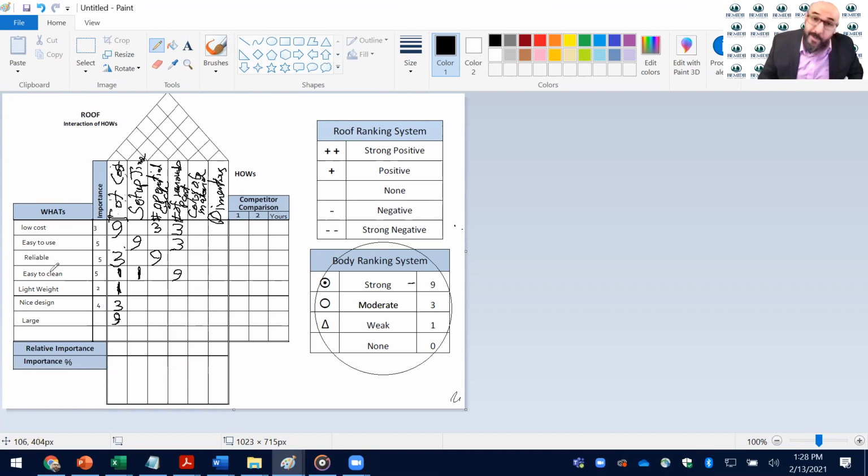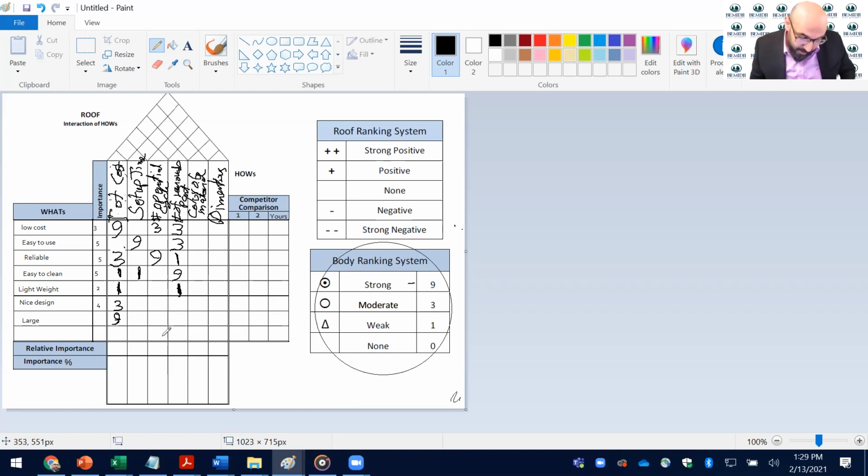I skipped one, maybe the reliable and number of removable parts. I don't see any relationship, or there could be one very weak relationship. Maybe if you make it too many parts, that would result in too many failures. So there could be a relationship. Lightweight and number of removable parts, I'm going to make it a 1 here. Nice design and removable parts, I don't see any relationship. And now large and number of removable parts, there's nothing, so we can't do anything here.